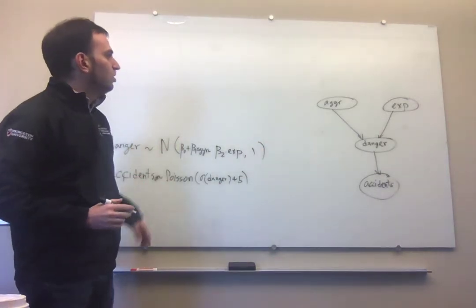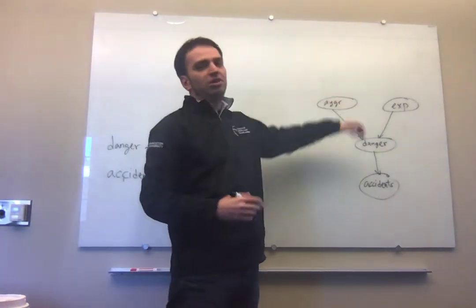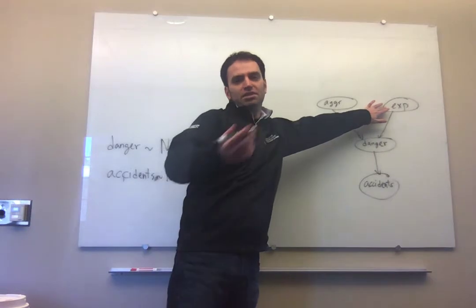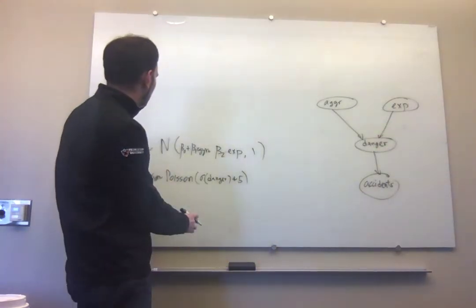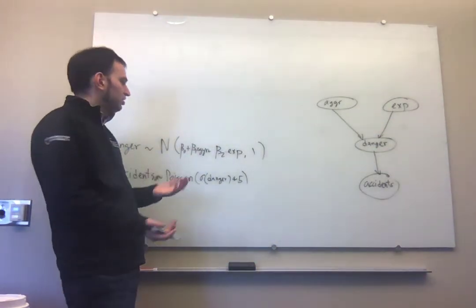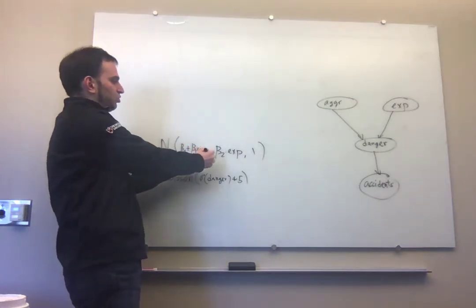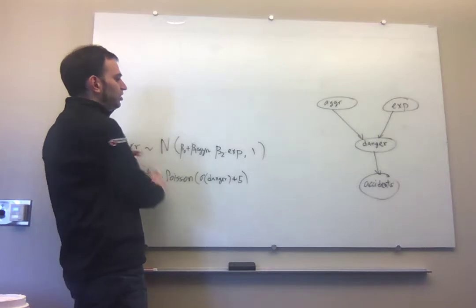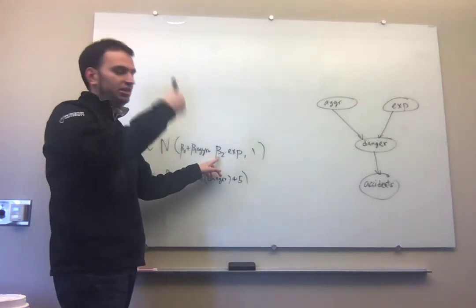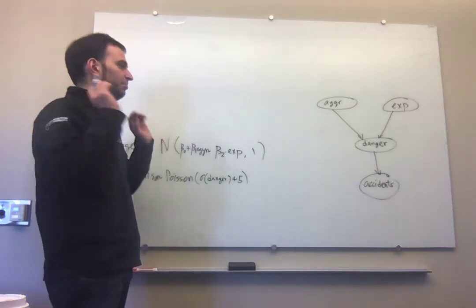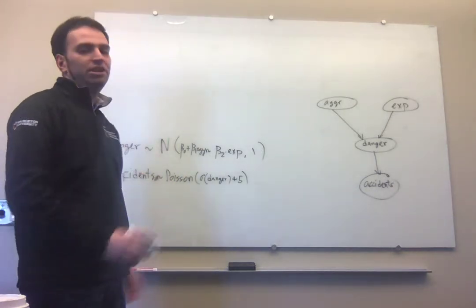The larger the aggressiveness variable is, the more aggressive the person is, and the larger the experience variable is, the more experienced the person is. So intuitively we'd expect beta 1 to be positive, because the more aggressive the person is, the more danger, and beta 2 to be negative, because the more experience, the less danger. Okay, so that is how we're going to do it.